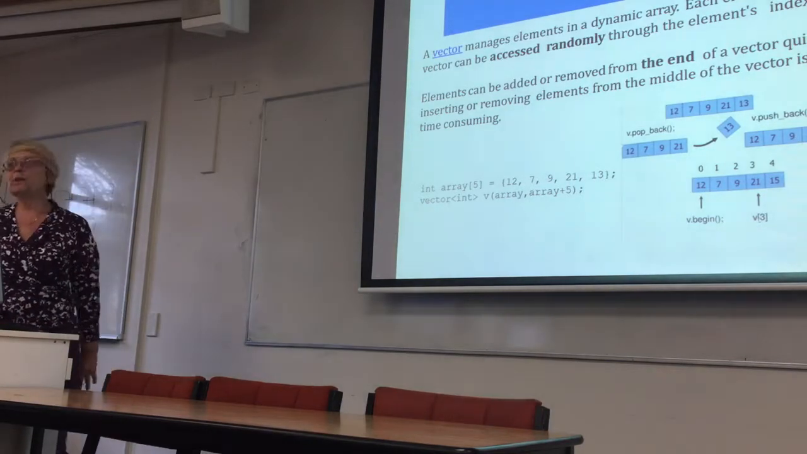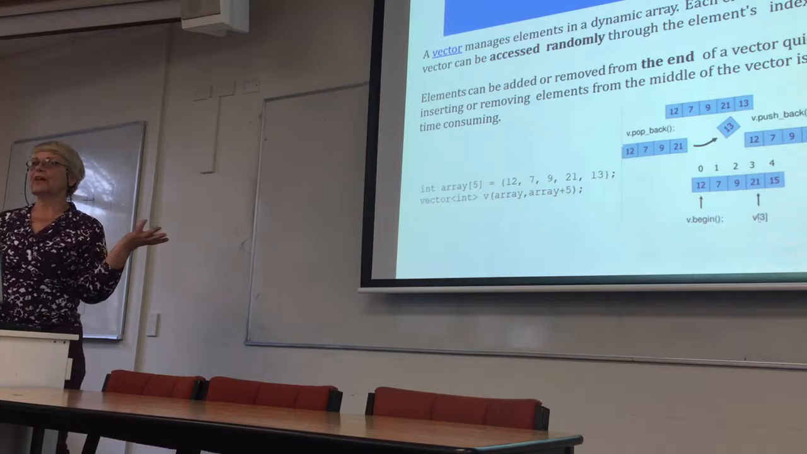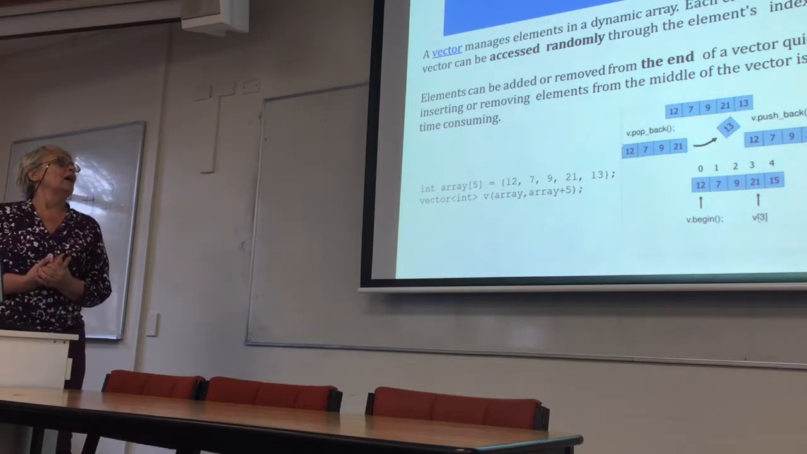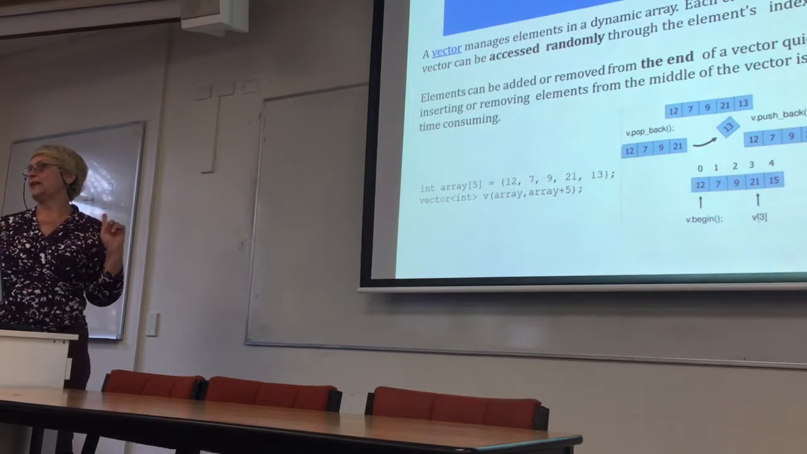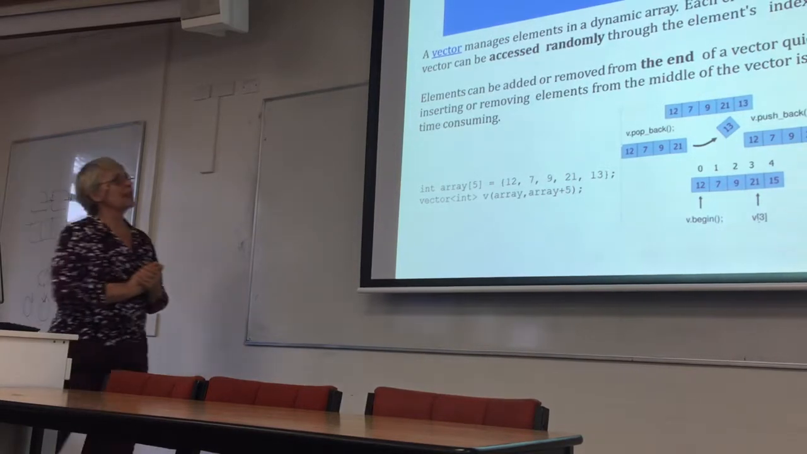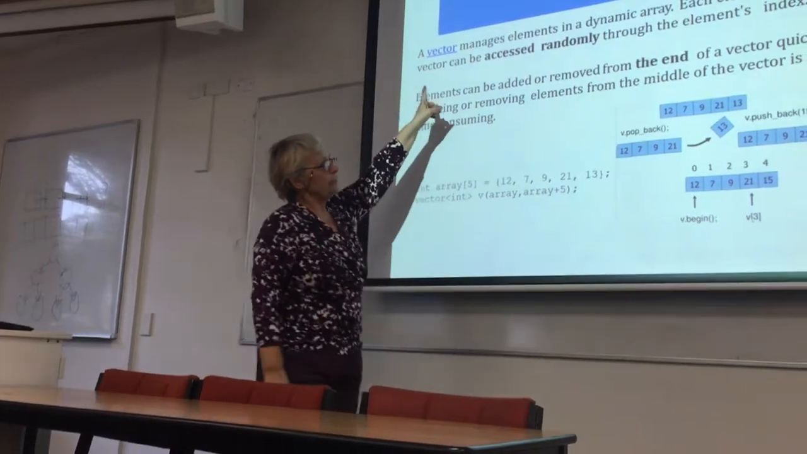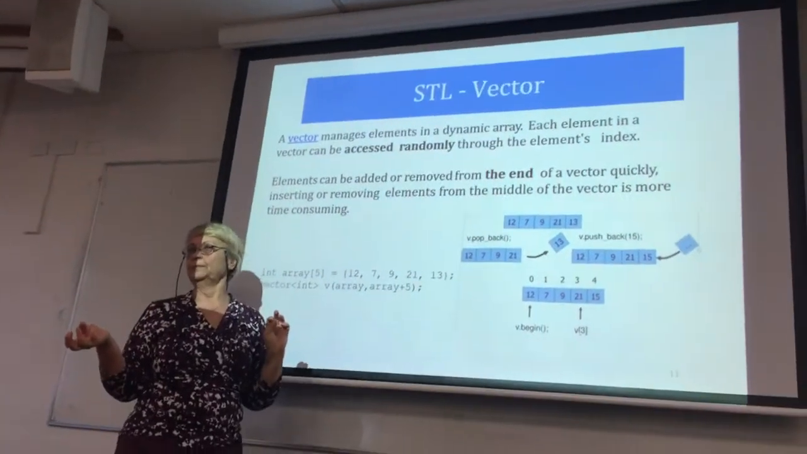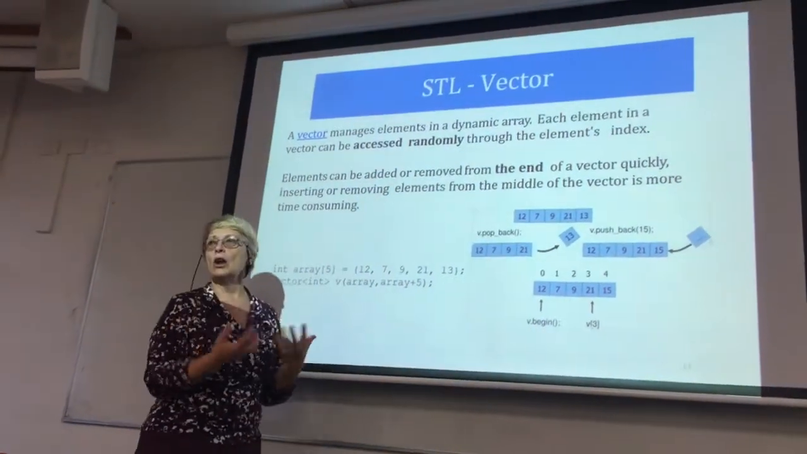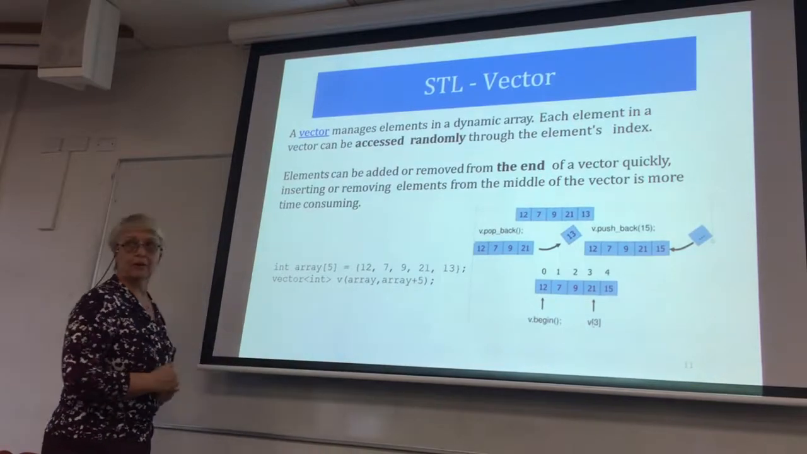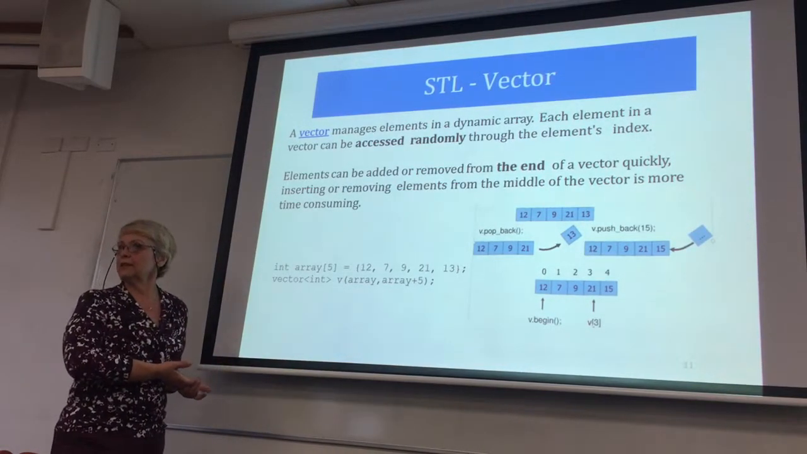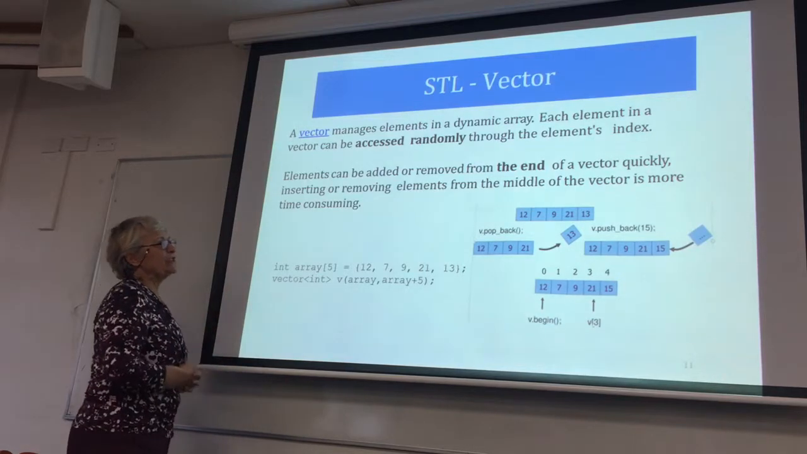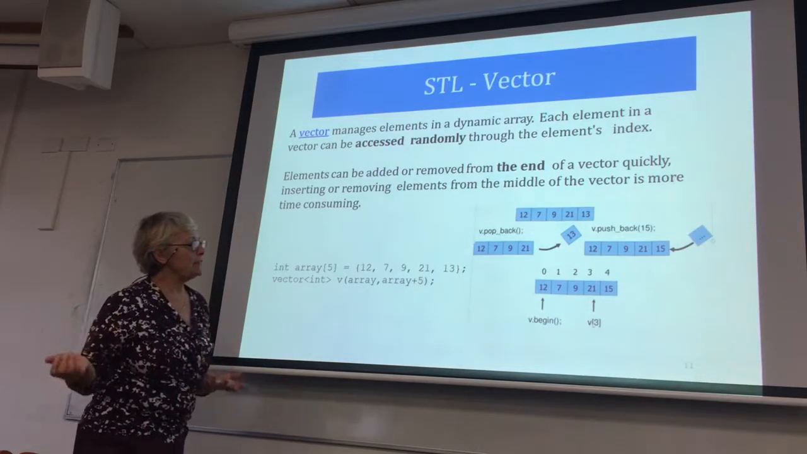So, the most versatile is the vector. It's, if you want, a very smart array, very smart. Because a vector is designed as a class, and it knows a lot of information about itself. How many elements are there? It's a method in the vector class. What is its first element? What is the last element?